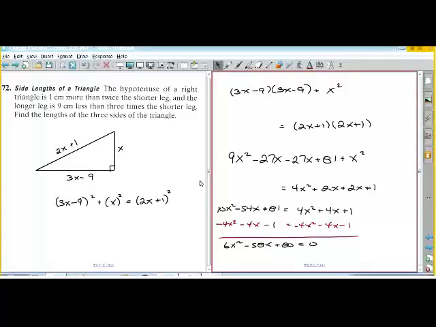It'll turn out that one of the values of x is positive and one of the values of x is negative. And so we only use the positive number because you can't have negative lengths.